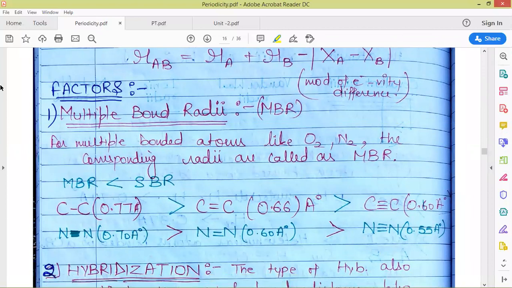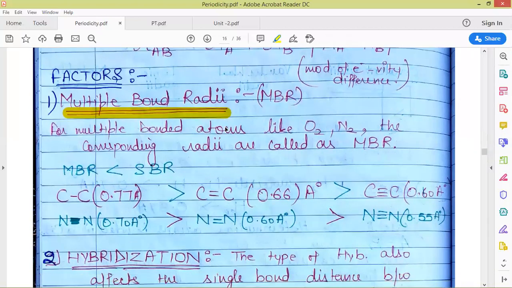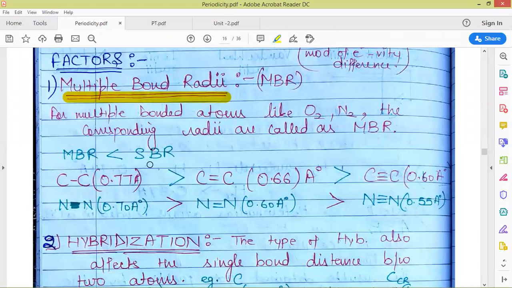Now this thing we have already discussed, that if multiple bonds are present, then the covalent radii is going to shrink. So let us take the example, like multiple bonds are present in O2 and N2. The corresponding radii are called multiple bond radii, and multiple bond radii are always smaller in comparison to single bond radii. So multiple bond radii is always smaller than the single bond radii.